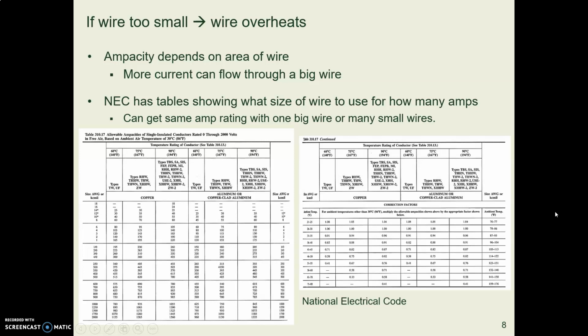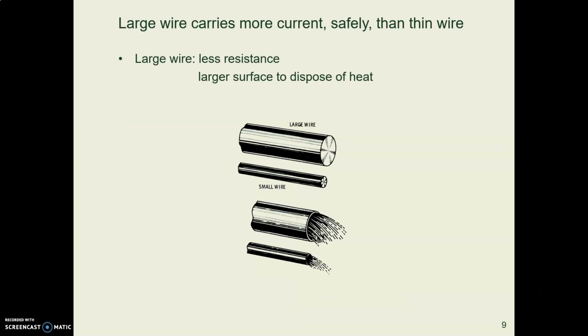When we're thinking about the electrical code and preventing fire, we need to know that if a wire is too small, it will overheat. That's what causes a wire to overheat. It's if it is too small for the current it's trying to carry. So the electrical code is very specific about what size of wire you have to use, depending on how many amps are flowing through your circuit. A big wire can carry more current, and that's because of resistance. A small wire heats up if it carries too much current. That's because of resistance.